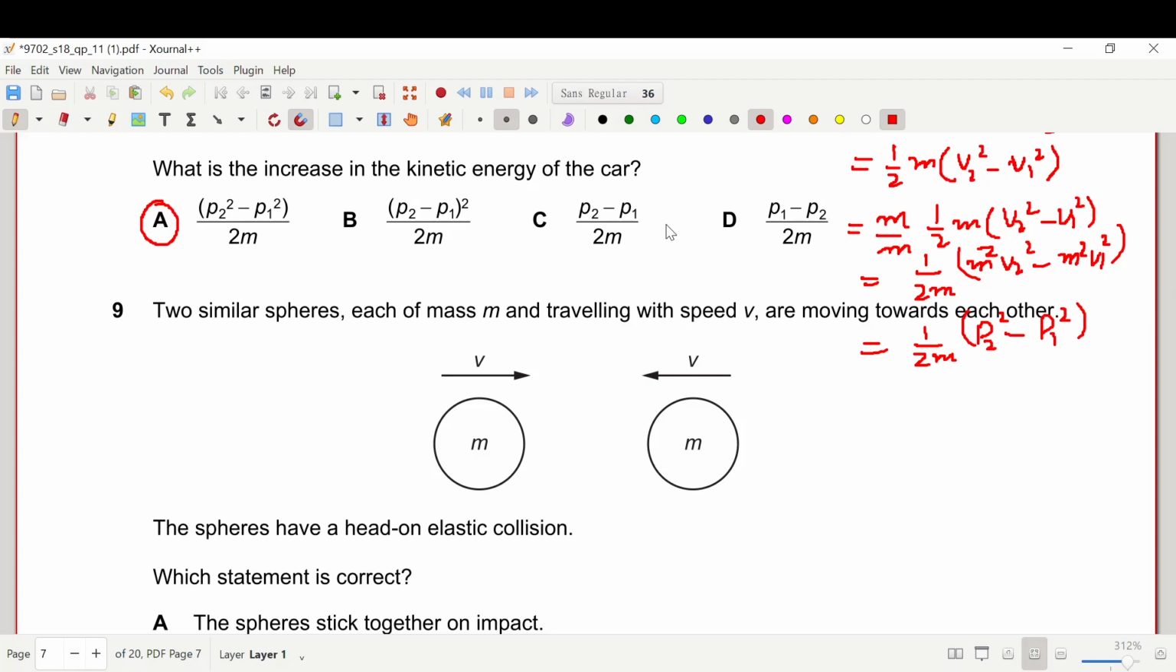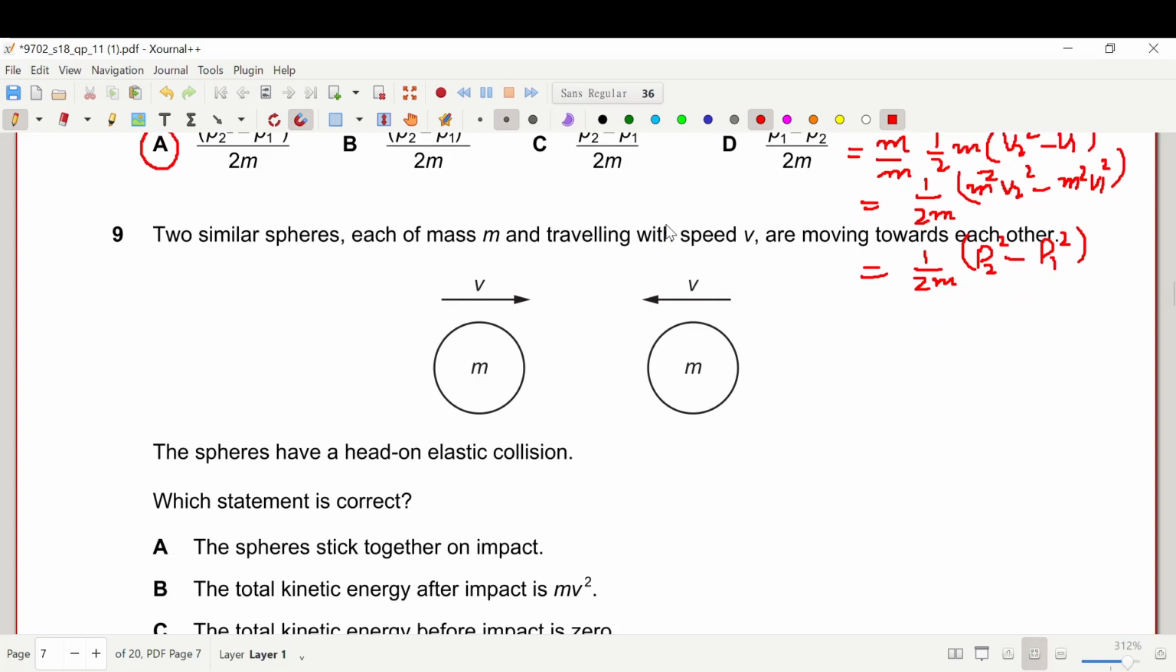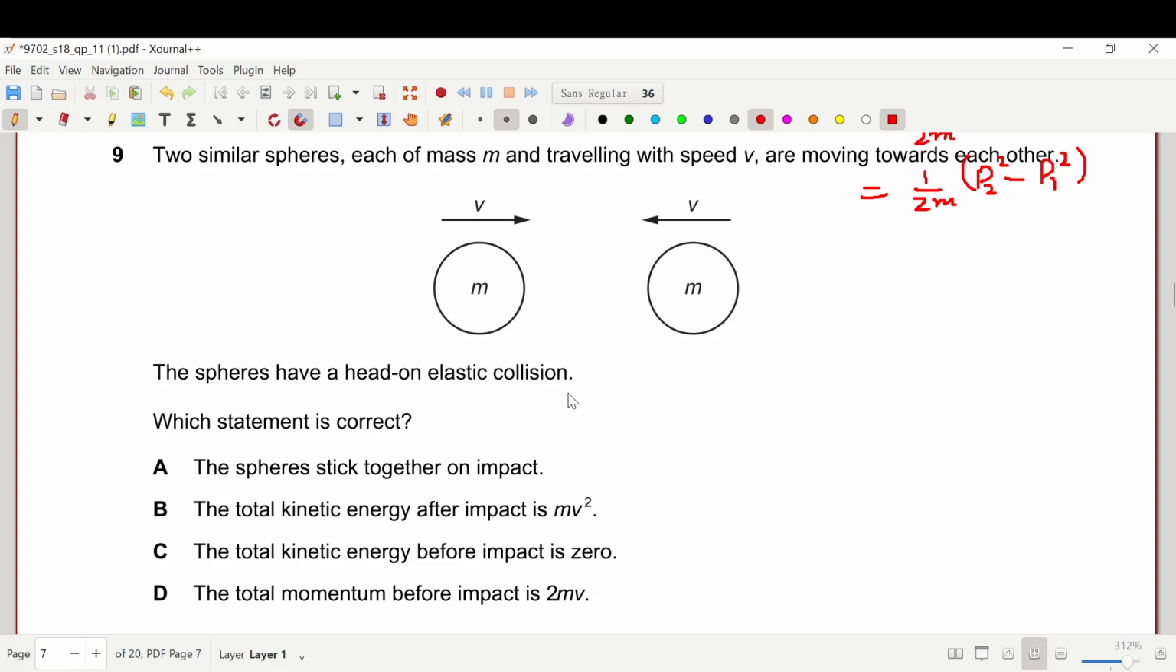ठीक है. Two similar spheres, each of mass m and traveling with speed v, are moving towards each other. The spheres have a head-on elastic collision. Elastic collisions का मतलब आपको पता ही है. Kinetic energy remains same. Which statement is correct?